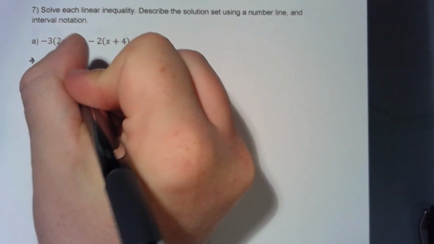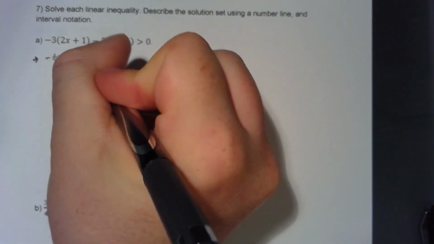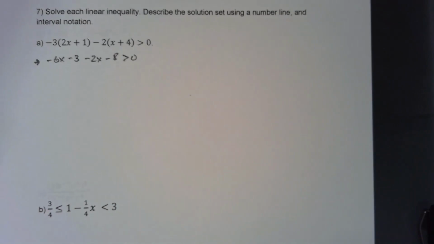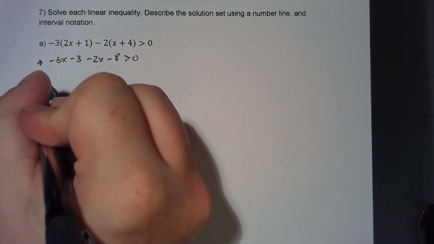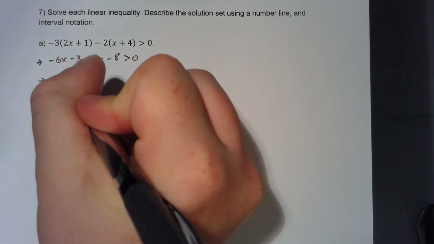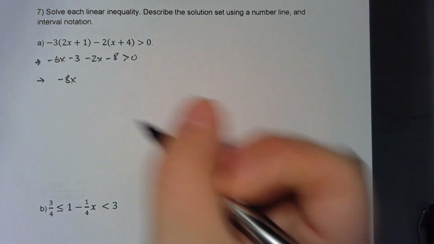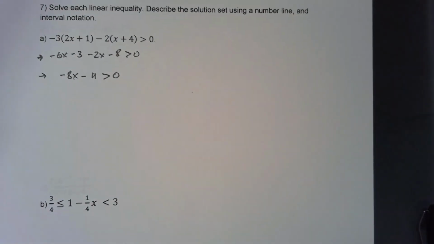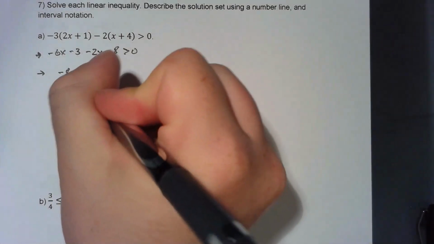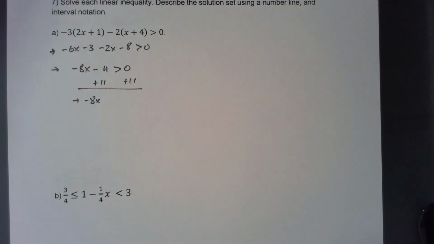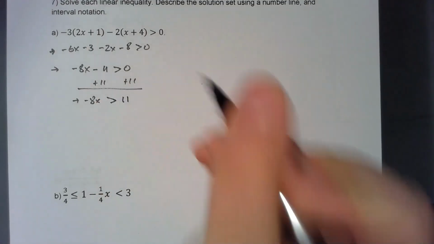-6x minus 3 minus 2x minus 8 is greater than 0. All right, -6x minus 2x is -8x. -3 minus 8 is -11, which is greater than 0. Add 11 to both sides. -8x is greater than 11.